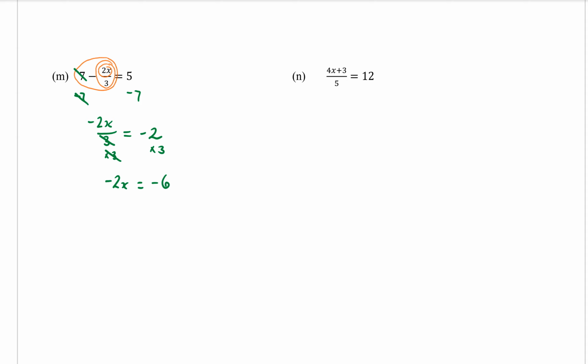How am I going to get rid of the minus 2? No, both wrong. Divide. So it is currently times with that x, because it's next to it, so I divide by negative 2. Cross those off. Minus 6 divided by minus 2 is a positive 3. N.